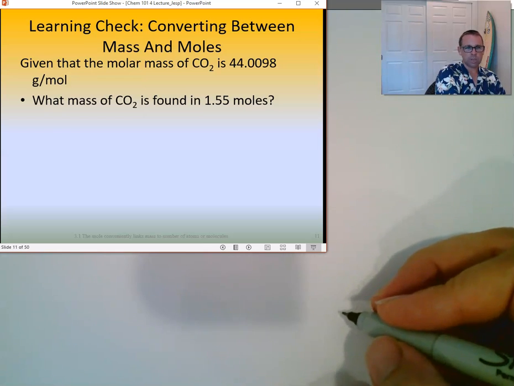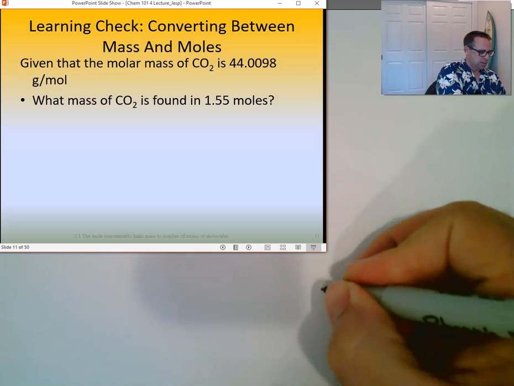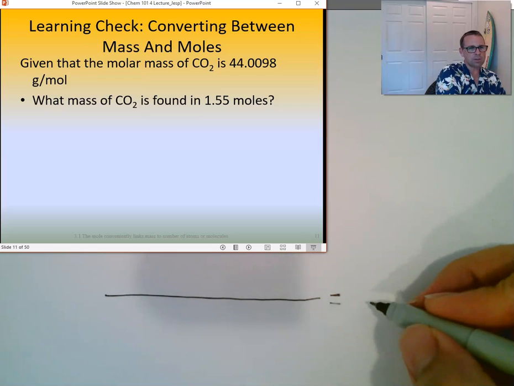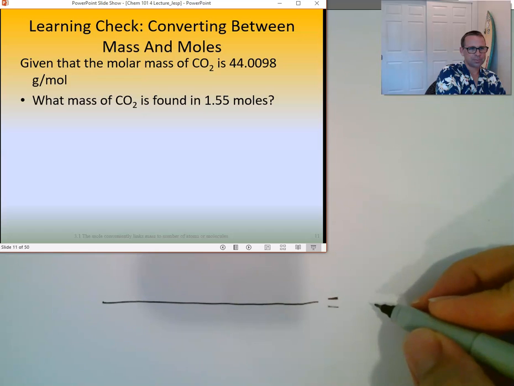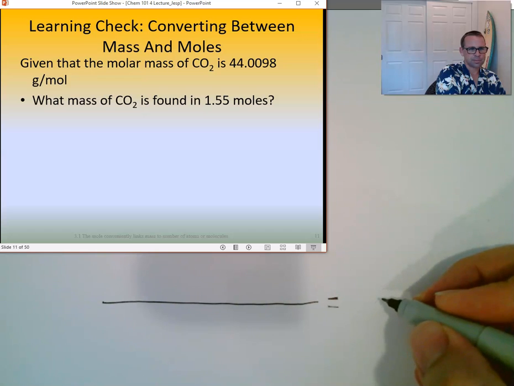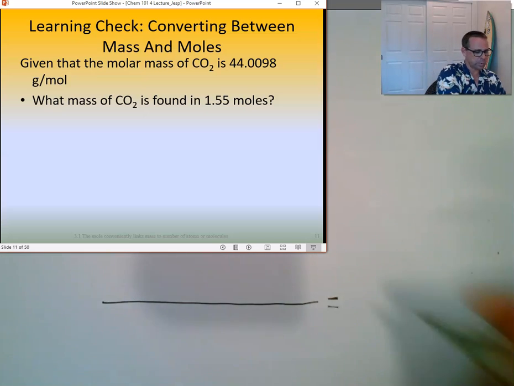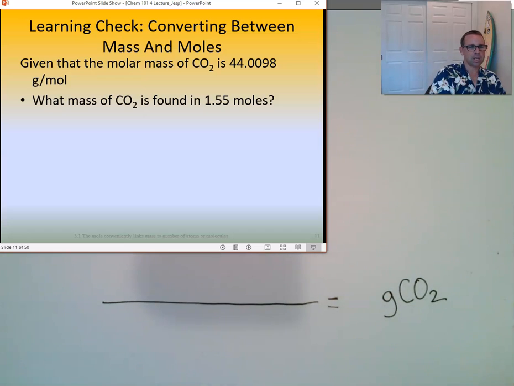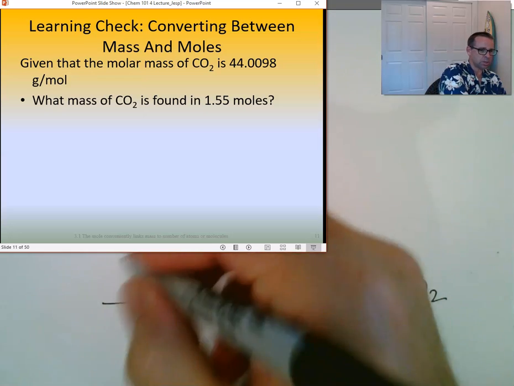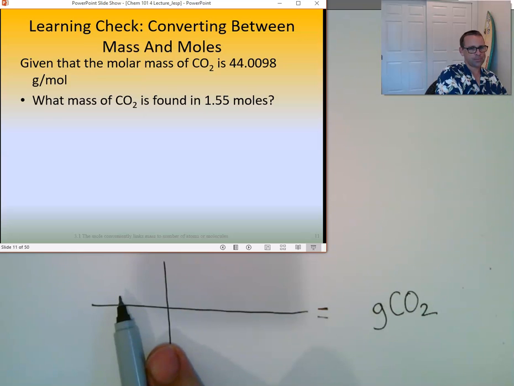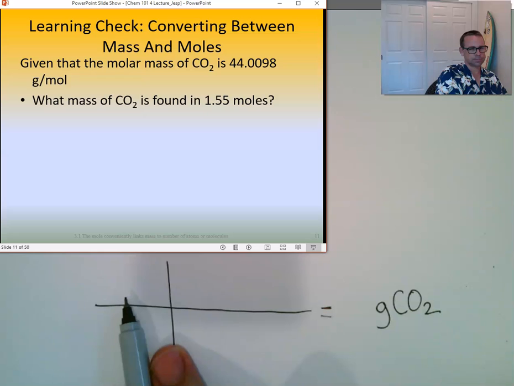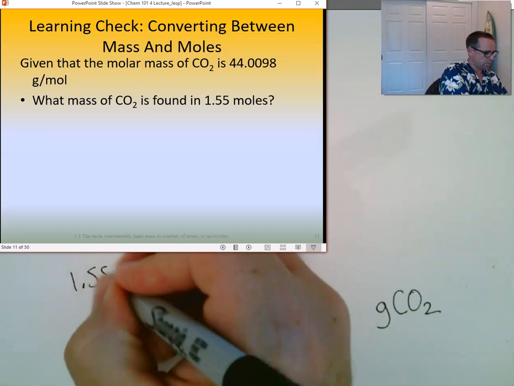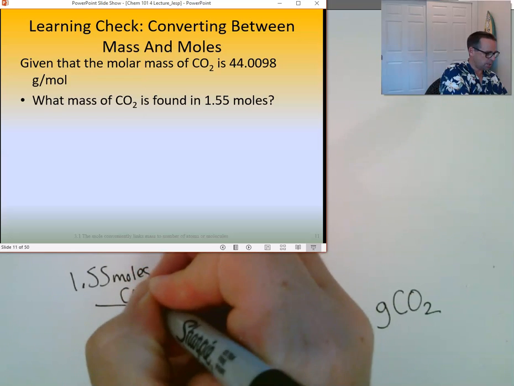For this one, we want to write an equal sign. And what goes to the right of the equal sign? Grams, very good, because it's asking what mass? Grams of carbon dioxide, right? And what goes up to the top left here? 1.55 moles of carbon dioxide.